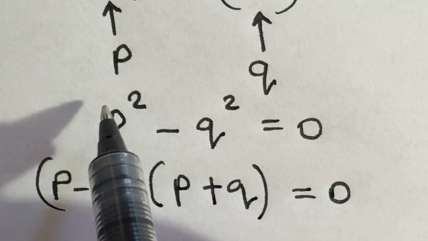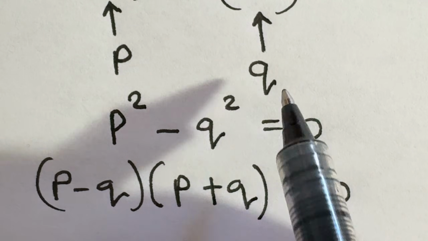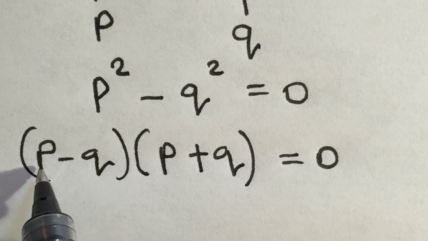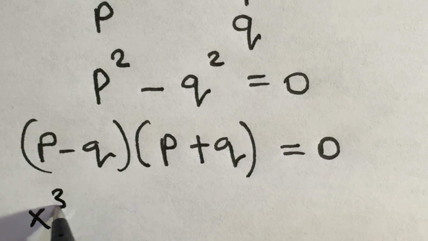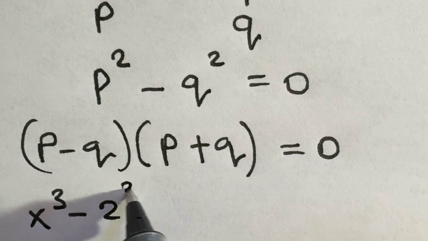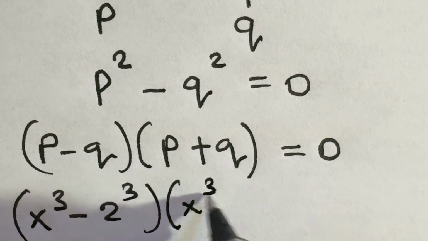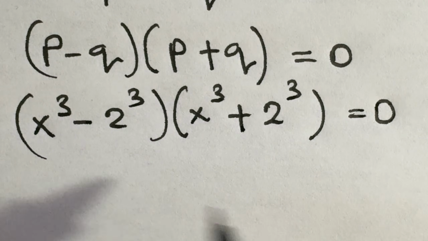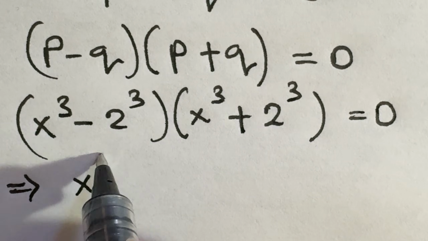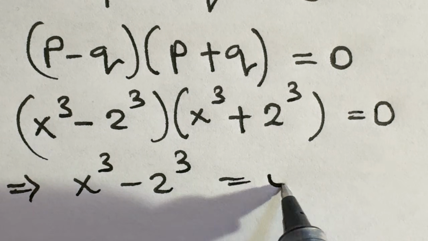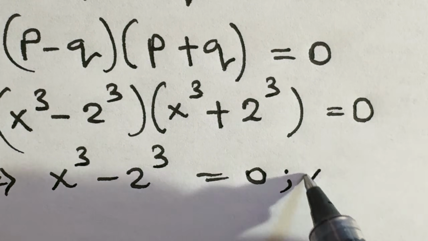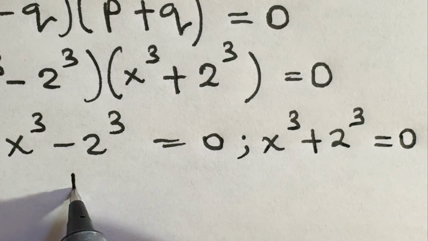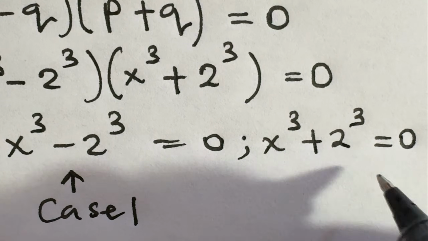So after this factorization, there's actually no need for these variables, so I can put back x raised to power 3 and 2 raised to power 3 in this factorization. Therefore, this is x raised to power 3 minus 2 raised to power 3, and then times x raised to power 3 plus 2 raised to power 3 is equal to 0. Therefore, this implies that either x raised to power 3 minus 2 raised to power 3 is equal to 0, or x raised to power 3 plus 2 raised to power 3 is equal to 0. So we'll call this case 1, and we'll call this case 2.